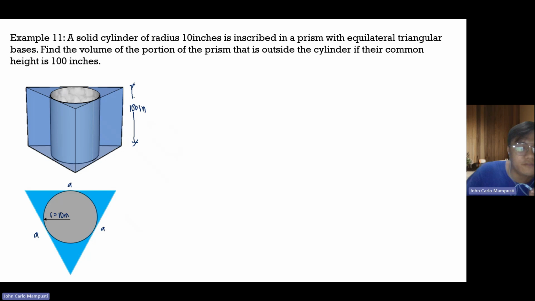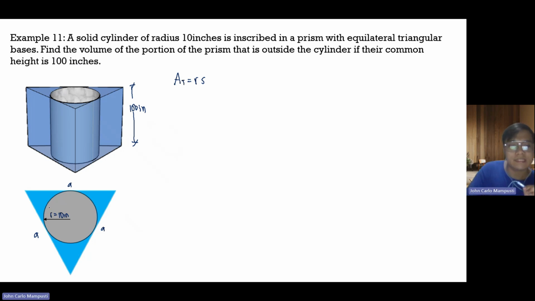Okay. So, we need to find yung edges or yung side ng ating prism. As you can see, this is a circle inscribed in an equilateral triangle. So, yung formula natin dyan, we have area of the triangle equal to r times s. Do you still remember this one? Nasa plane geometry natin to.